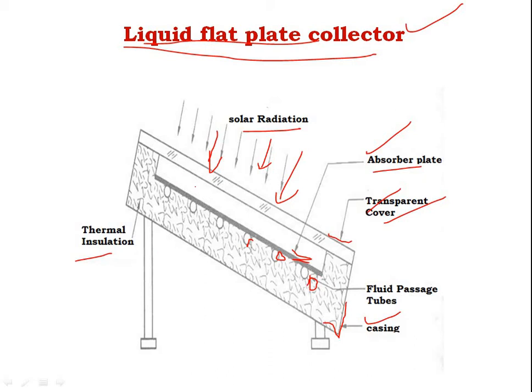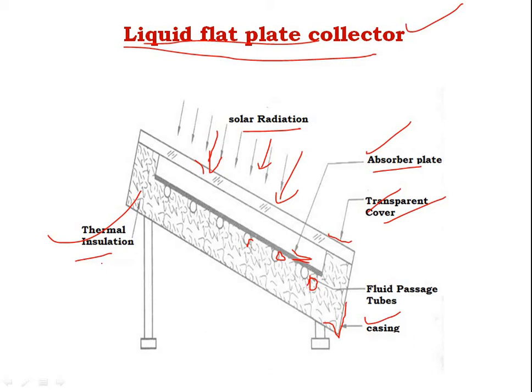Next we will be discussing the thermal insulation. The thermal insulation is provided under the absorber plate and fluid tubes to minimize any heat loss by transmission or convection from the absorber plate and fluid tubes. Next, the tight container or box.